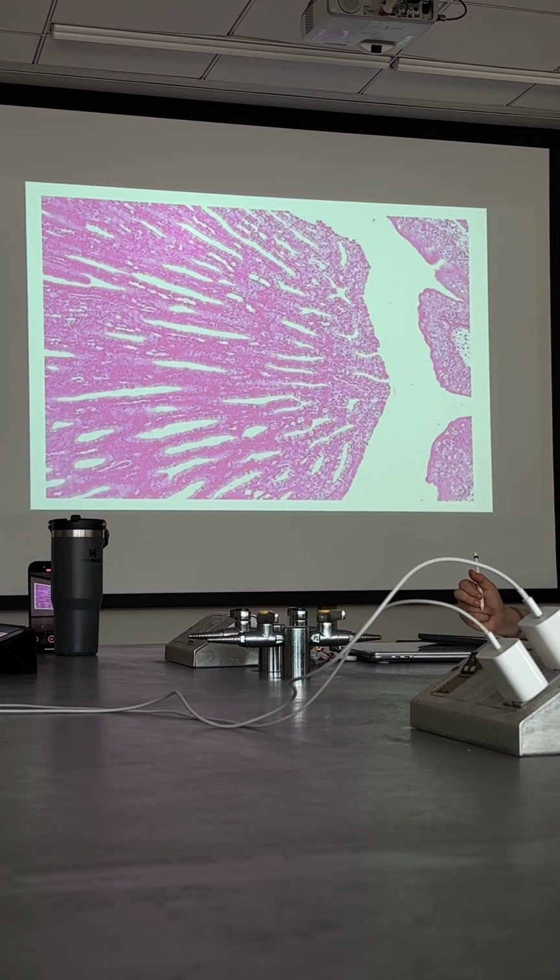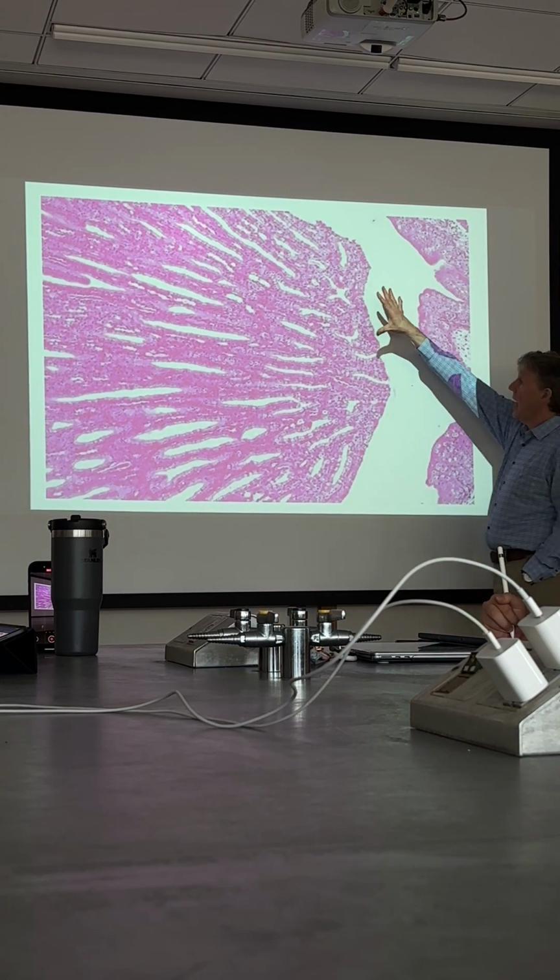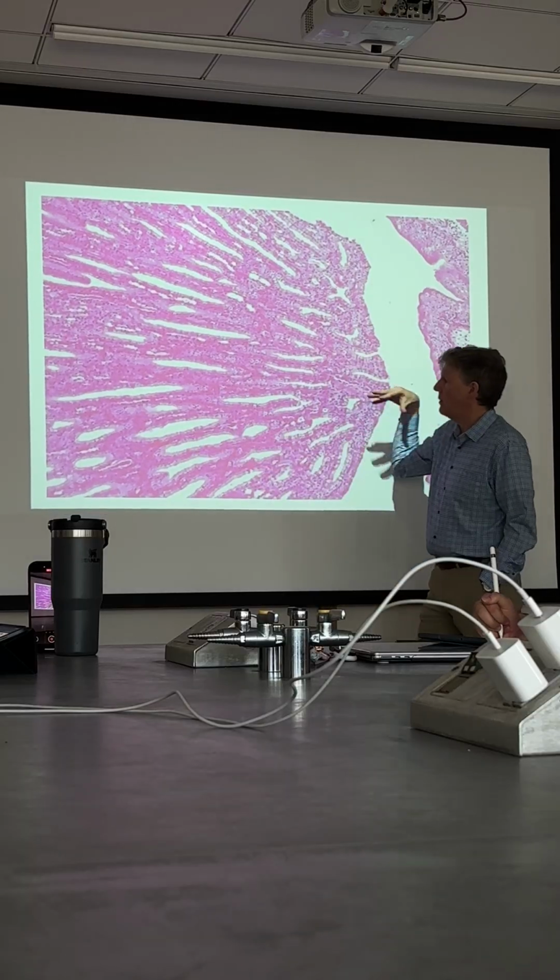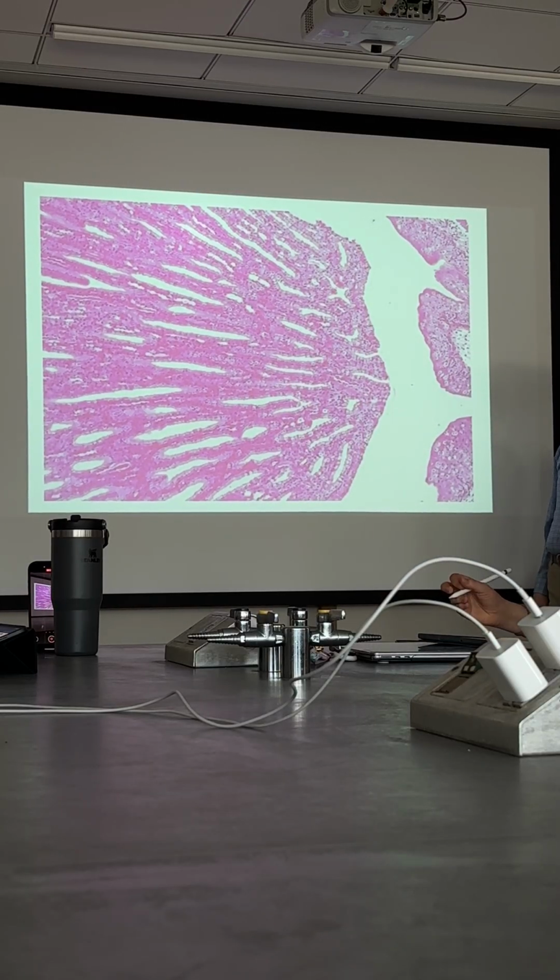This, on the other hand, is basically at the end of a papilla, and all of these things that are coming towards it would be collecting ducts, basically.